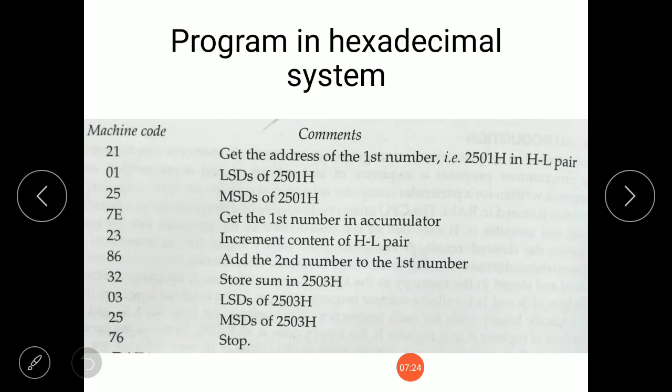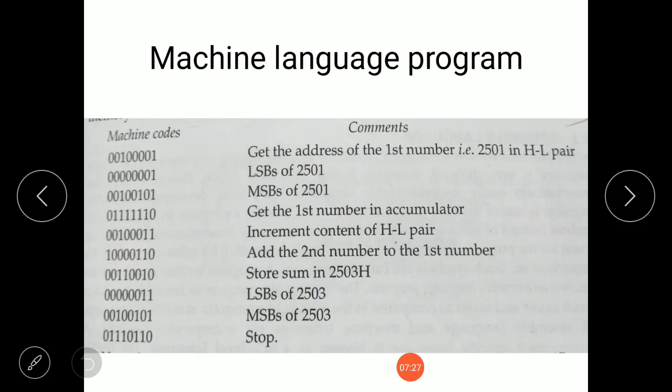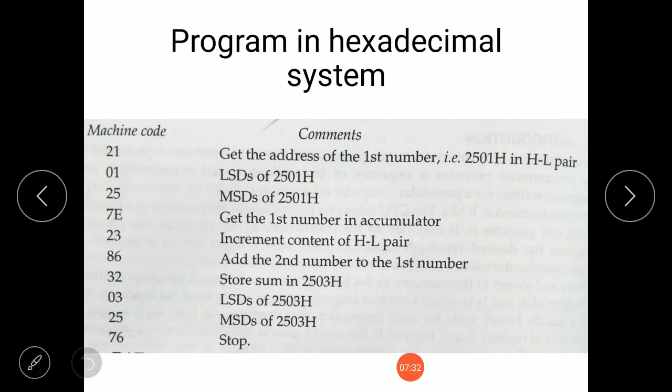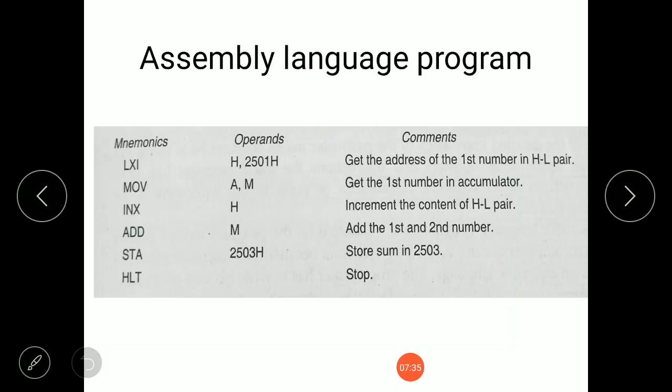All the programs shown in this presentation, whether written in binary form, in hexadecimal form, or in assembly language, are the same: addition of two numbers located in two memory locations 2501 and 2502, with the result to be stored in 2503. All three programs are written in different languages, but they are the same. All I want to say is that we are doing this to minimize the error.